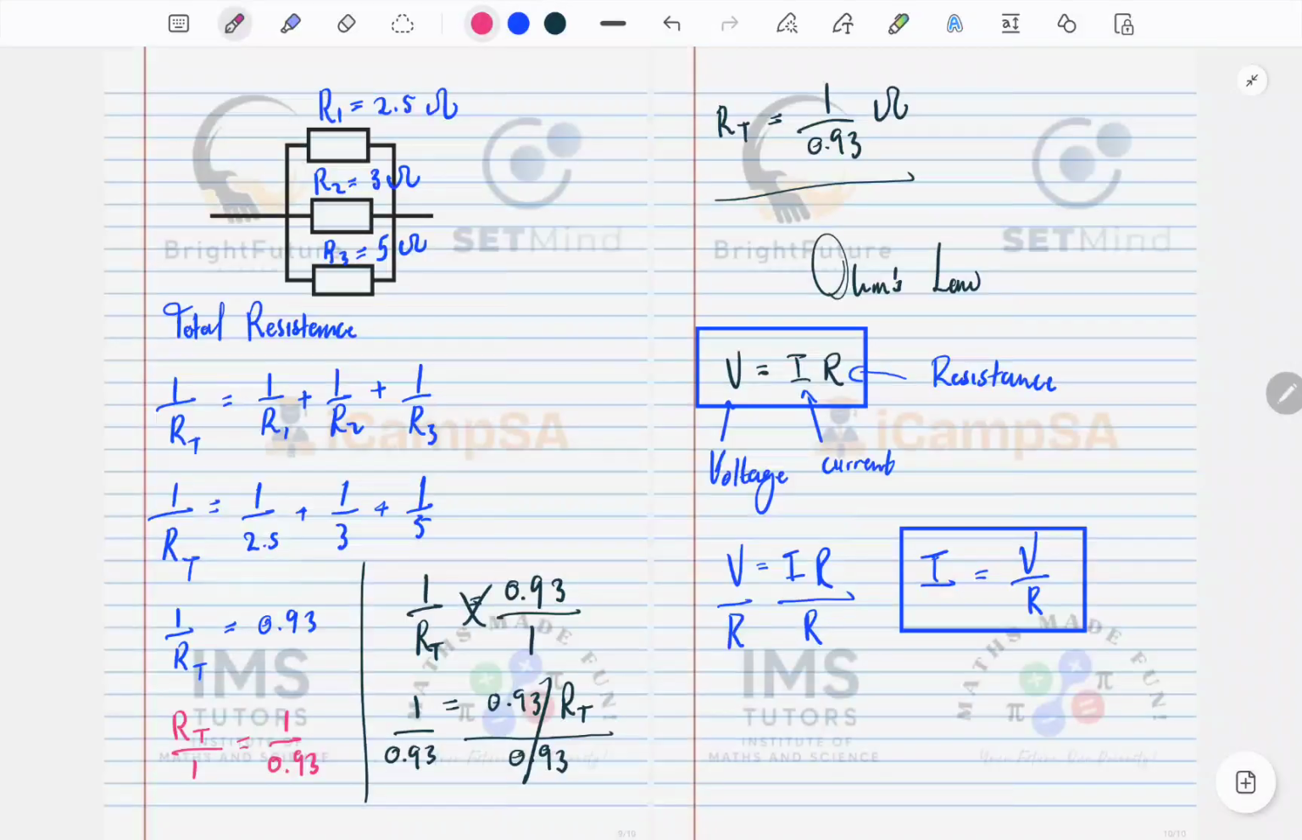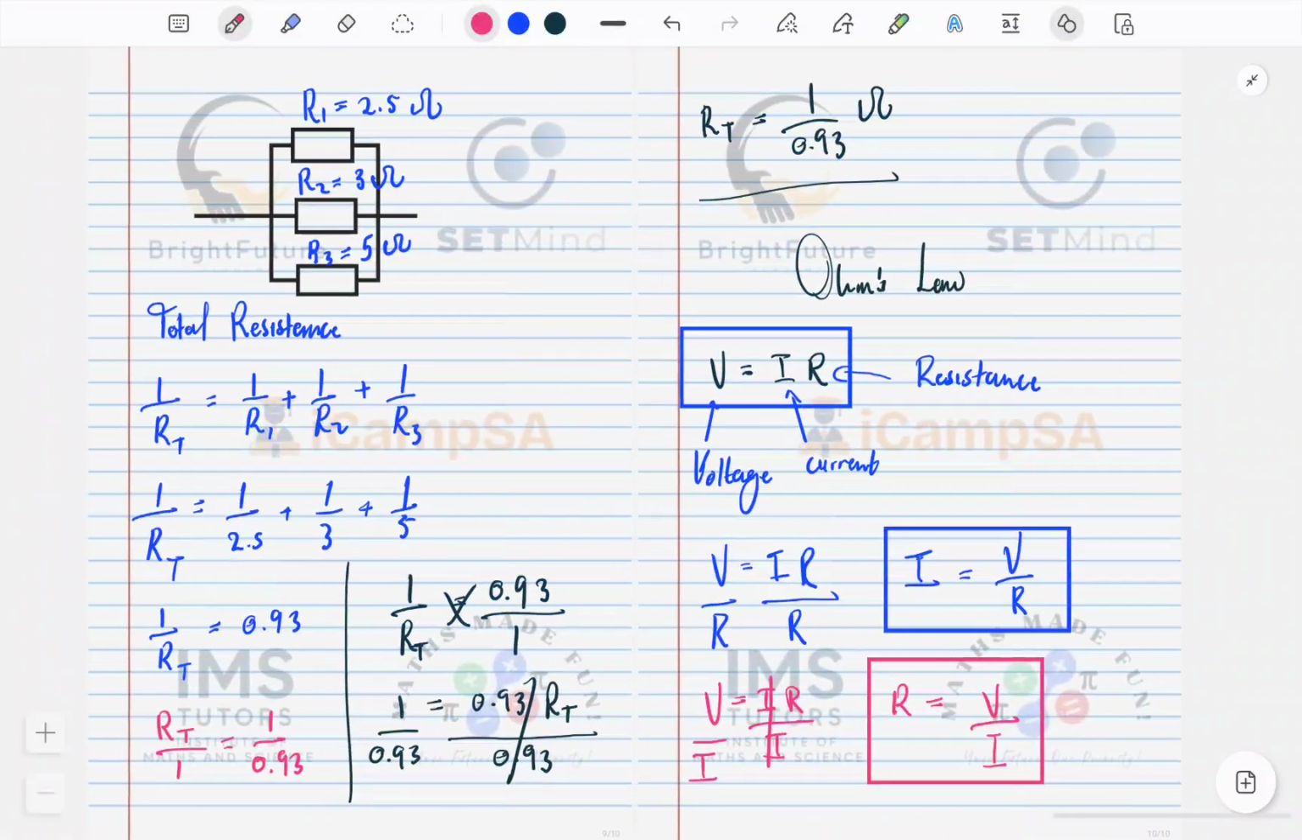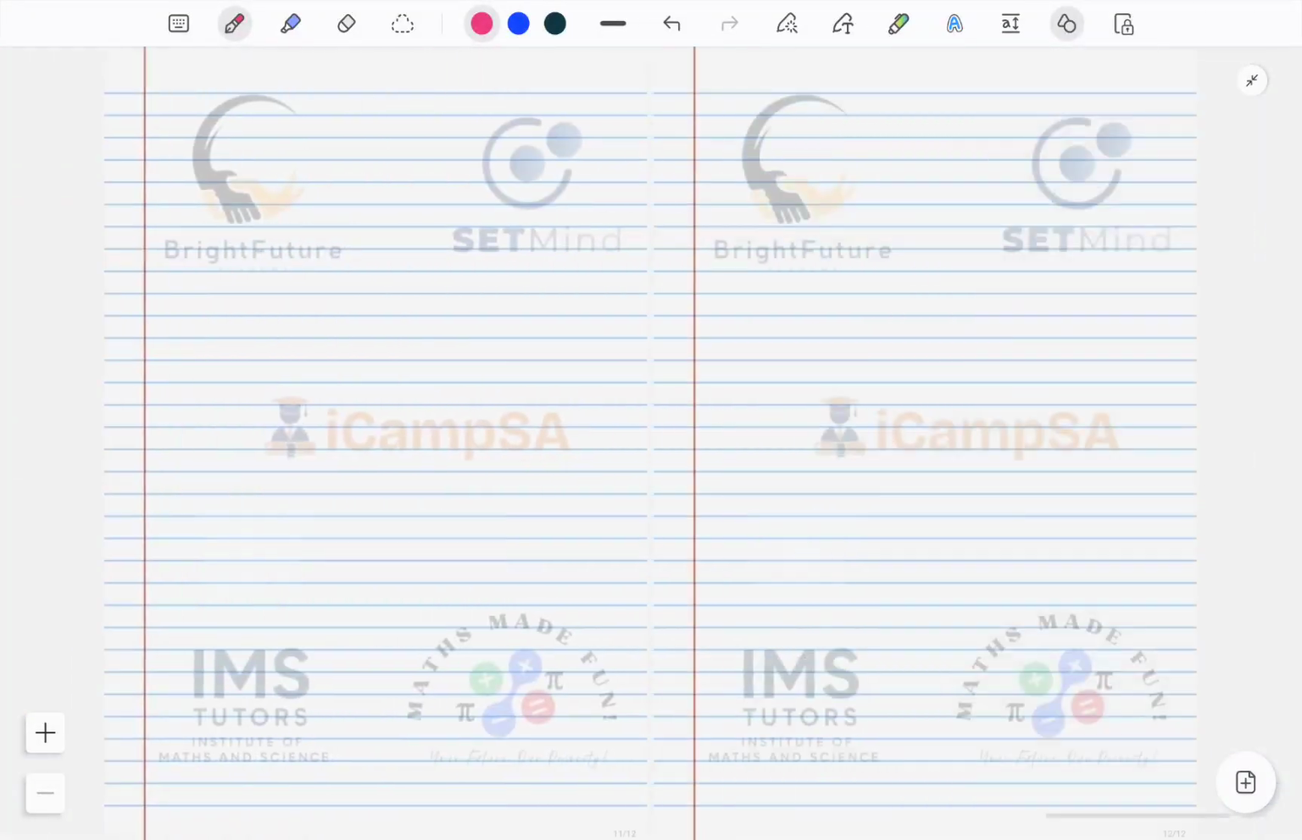Then we can do the same for resistance. We can have V equals IR. If we divide by I on both sides, which is current, then we can have R being equal to V over I. Okay, like this. So don't worry, if you know this formula, you can rearrange it to get whatever you might be looking for at that moment.